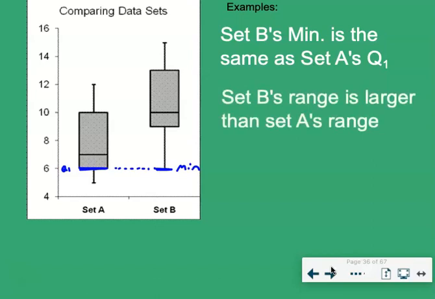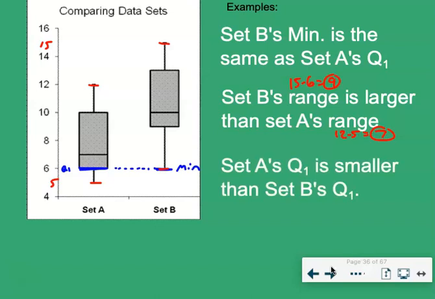Set B's range is larger than set A's range. Okay, so the range of this one goes from like 15 to 6 at the bottom. So set B's range is 15 minus 6, which is 9. Set A's range only goes from 12 to about 5, so that would be 12 minus 5, which is 7. So that's a true sentence too. Set B has a bigger range than set A.